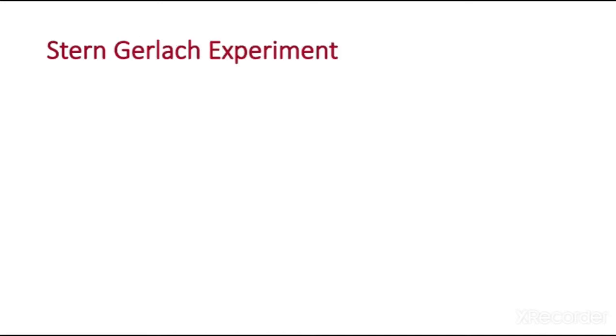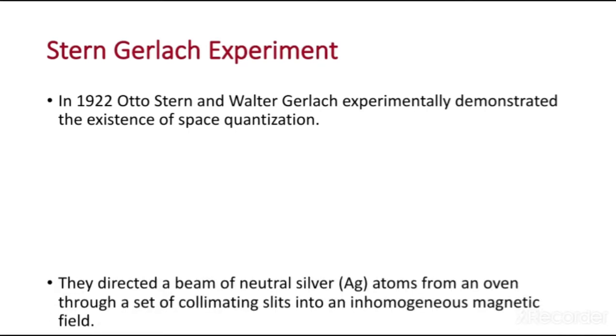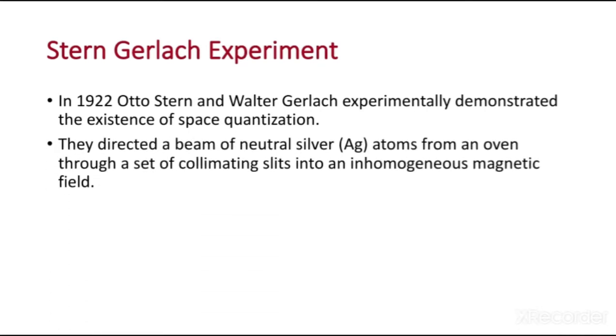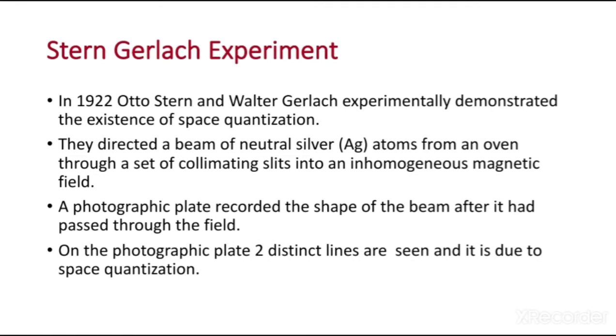Stern-Gerlach experiment. In 1922, Otto Stern and Walter Gerlach experimentally demonstrated the existence of space quantization. They directed a beam of neutral silver atoms from an oven through a set of collimating slits into an inhomogeneous magnetic field. A photographic plate recorded the shape of the beam after it had passed through the field. And on the photographic plate, two distinct lines are seen, and it is due to the space quantization.